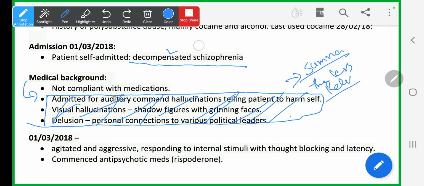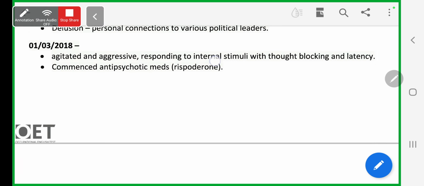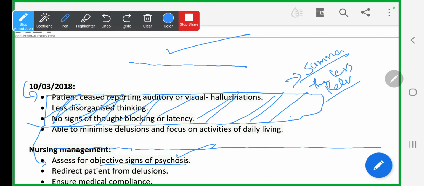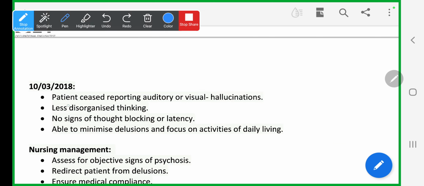He self-admitted herself with features of decompensated schizophrenia. No need to mention that thing. Even that, no need to mention as well. Totally. We can write it down about the medication, right? He was commenced on antipsychotic medication, let's say risperidone. The patient was managed with risperidone, to which he responded well, and there were no symptoms. Then we can write these things in our own language, right?